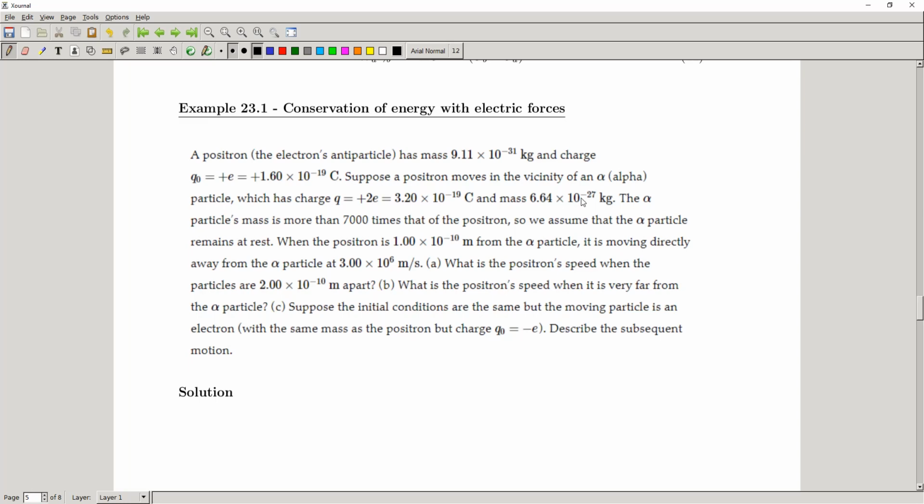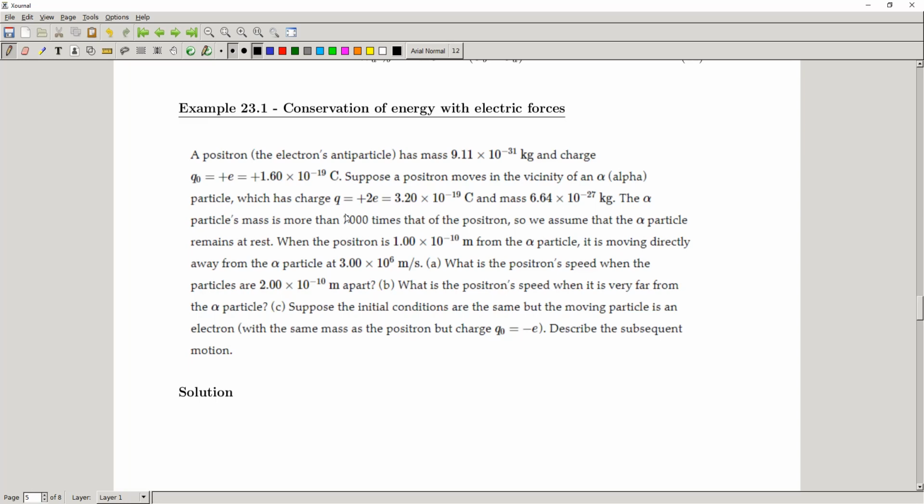And so we're told that the alpha particle is about 7,000 times heavier than our positron, and so we're going to assume that the alpha particle is at rest, and we're going to be looking at the motion of this positron, right? So we're told that when the positron is this distance away from the alpha particle, it's moving directly away at some velocity, and we want to find what the positron's speed is when it's twice that distance away from the alpha particle.